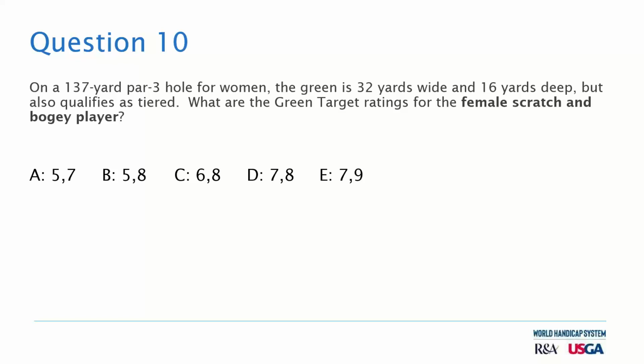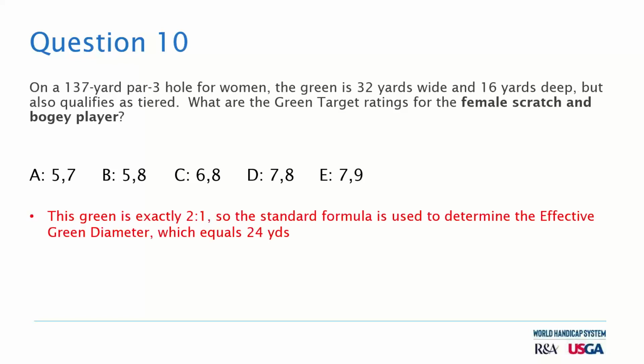On a 137-yard par 3 hole for women, the green is 32 yards wide by 16 deep, but also qualifies as tiered. What are the green target ratings for scratch female and bogey players? So this is certainly a 2-to-1 exactly on the number green. So trying to throw you a little bit of a curveball. In order for it, just like the last green, to qualify, it has to be greater than 2-to-1. But since it's right on the numbers, 16 is exactly half of 32, we just do the normal averaging procedure for getting the effective green diameter. So the effective green diameter here is 24.